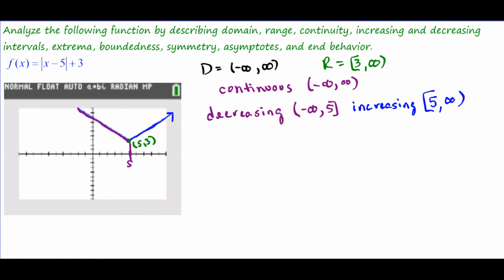Do I have any extrema on this point? So this 5, 3 point is a minimum, and it's an absolute minimum. So I have a min at 5, 3. This graph is bounded below by that minimum point. So the graph is bounded below.